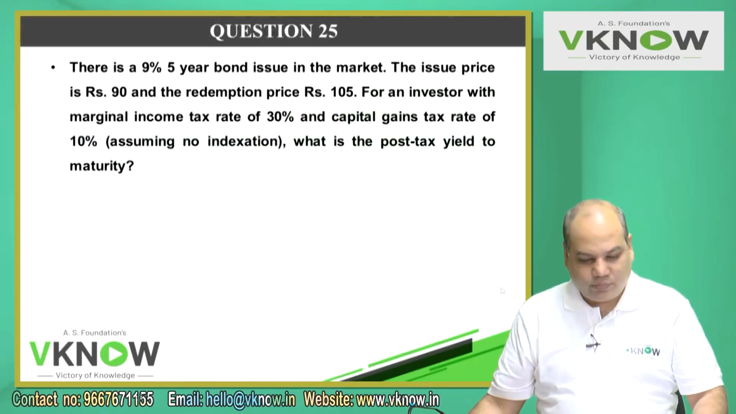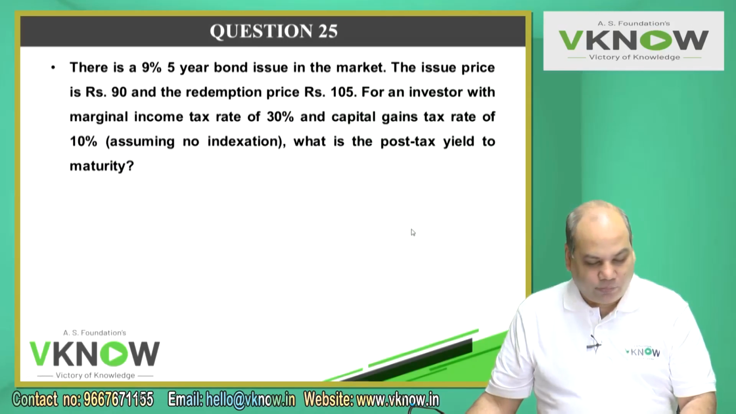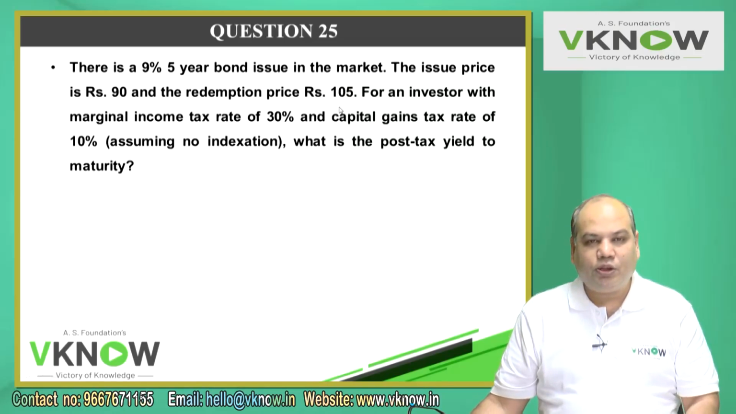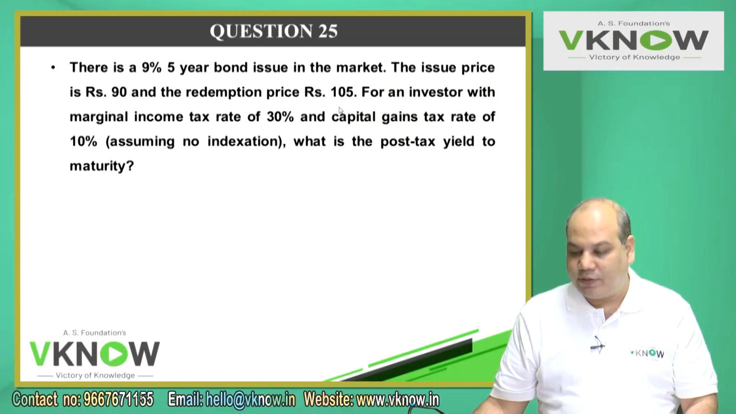Now write down next question number 25. Very important, tick mark, very important, 5 marks exam question. There is a 9% 5-year bond issue in the market. 9% is the coupon rate, 5-year is the term to maturity. The issue price is rupees 90, and the redemption price is rupees 105. So after 5 years, the bond will be redeemed at 105.